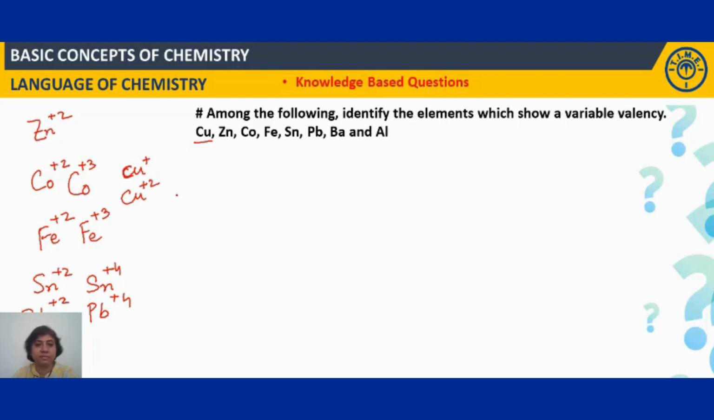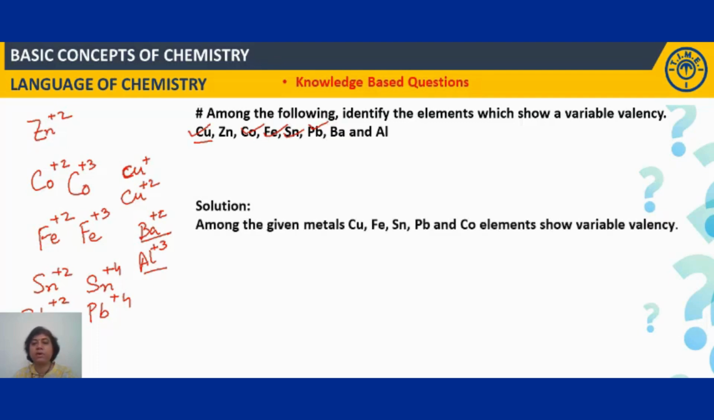Barium. Barium is Ba plus 2, only one valency, not variable. Aluminium, Al plus 3. So what are the elements which show variable valencies? So copper, cobalt, iron, tin and lead. Okay, let's see the answers. Noted down everything. I'm giving you some time. You must be writing with me. Fine? Okay, let's see the solution. Solution is copper, iron, tin, lead, cobalt. Fine? Okay, let's move on to the next question.